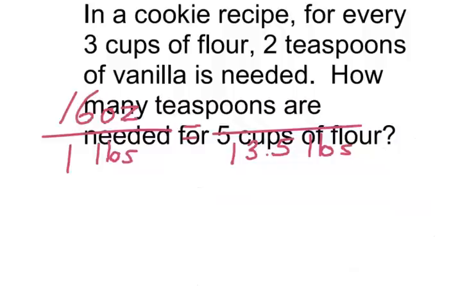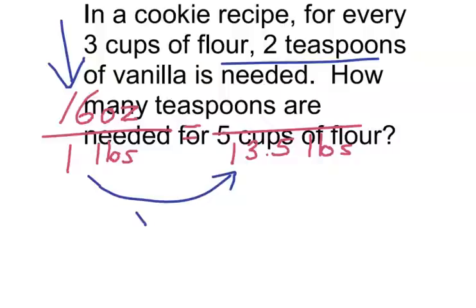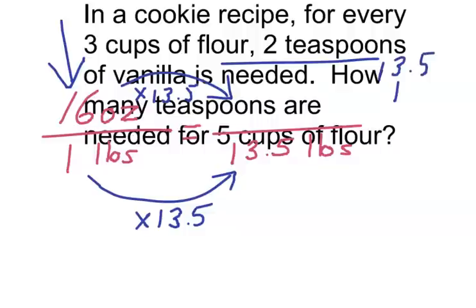How many ounces are there in 13.5 pounds? Okay, so every 1 pound is 16 ounces. So to get from 1 to 13.5 is going to be times 13.5. So we're obviously going to have to do the same thing with 16. So 16 times 13.5 will give us our answer. All right, so let's see. We have 16, 13.5, and 16.